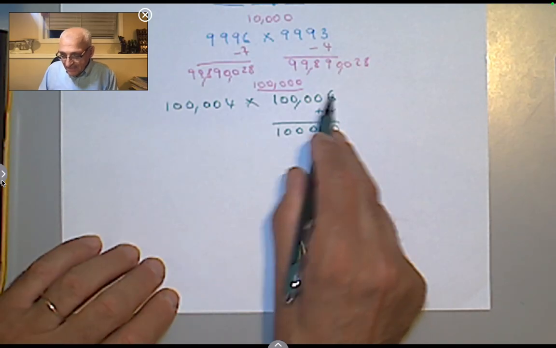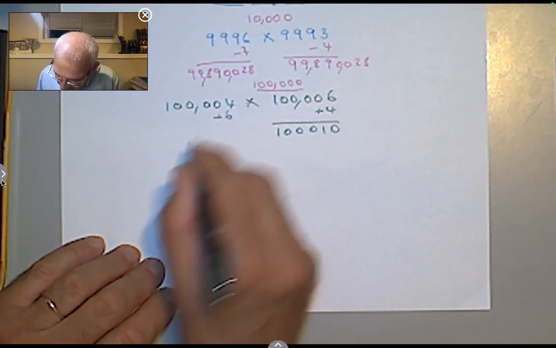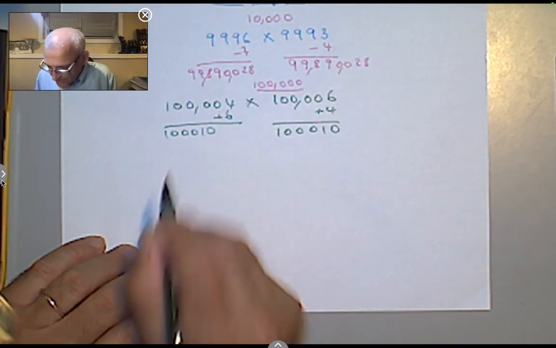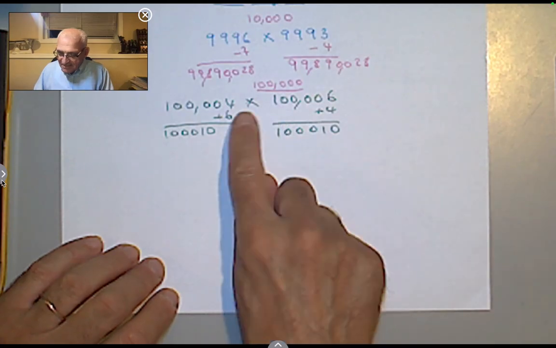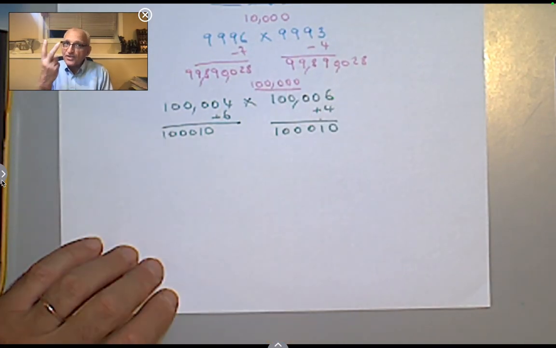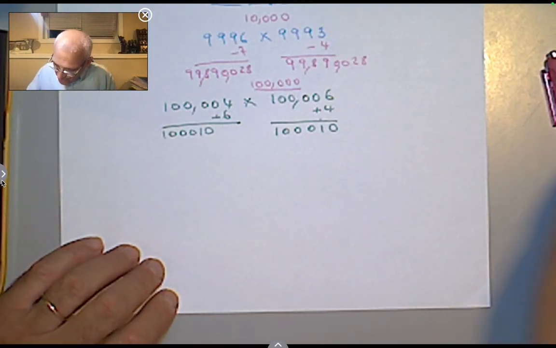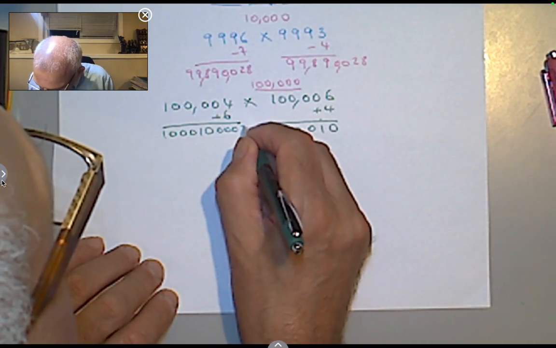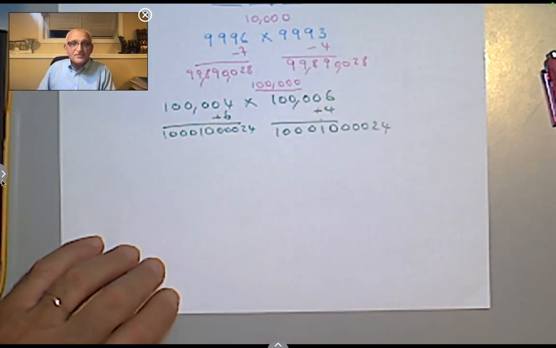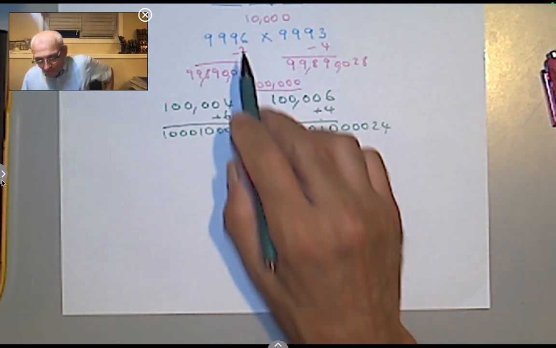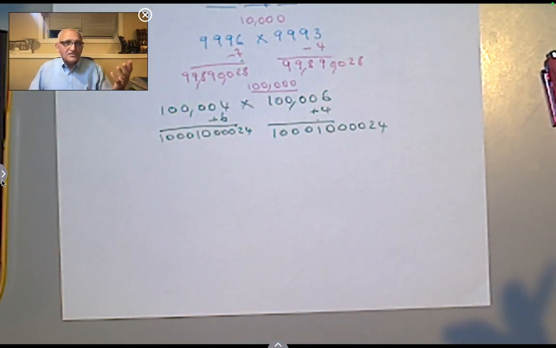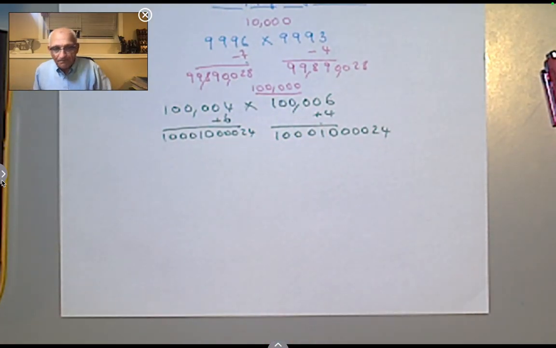This is 6 higher than 100,000, so if I add 6, I also get 100,010. And then 6 times 4 is 24. Notice we have 5 zeros and 24 is only 2 digits, so we are going to add 3 zeros, 24. And that's exactly identical to what we did here. When it was below, I subtracted. When it's above, I add. That's the only difference, but the rest are the same.